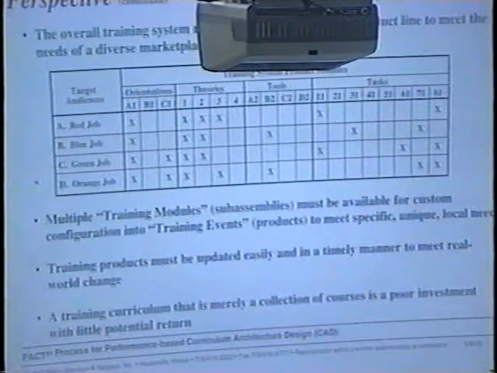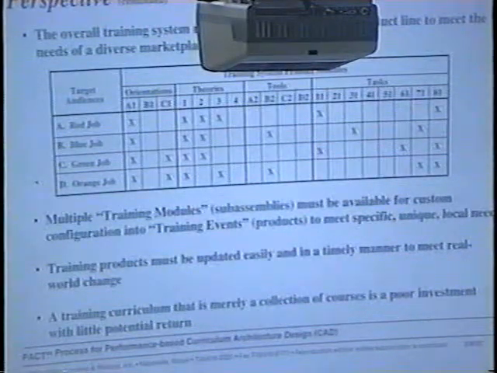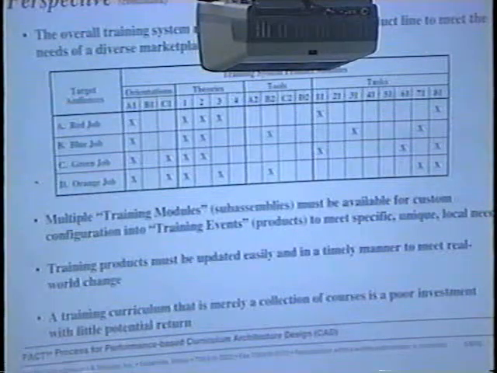Training products must be updated easily. We know that there is going to be continuous change. That is the only guarantee that we have. So if we can anticipate that, how do we get our act together so that we can better deal with it as it comes and hits us day after day, quarter after quarter?